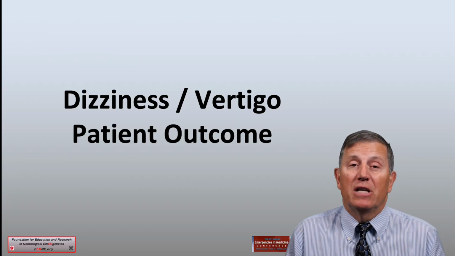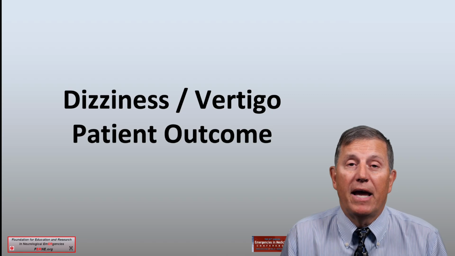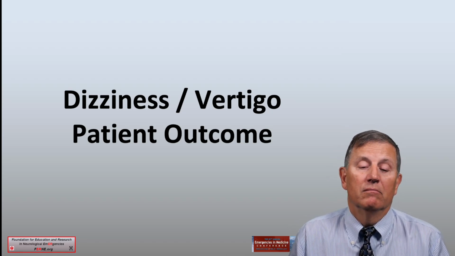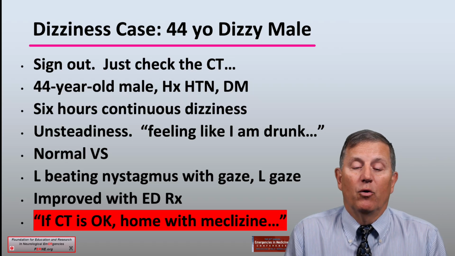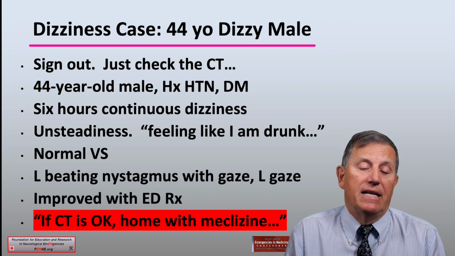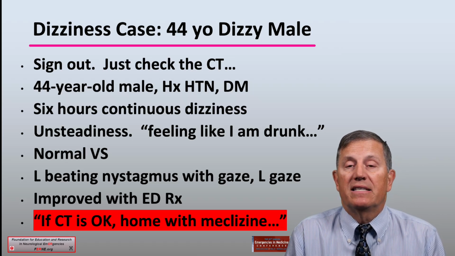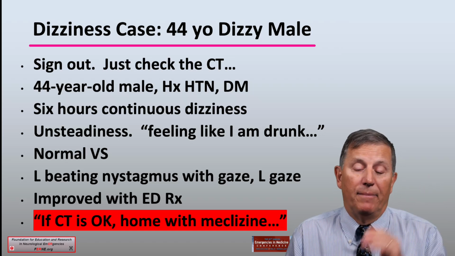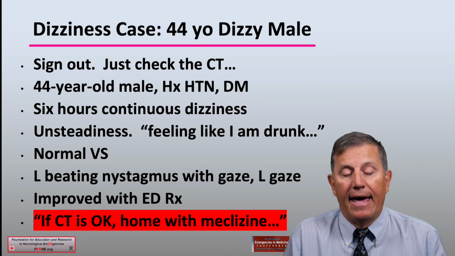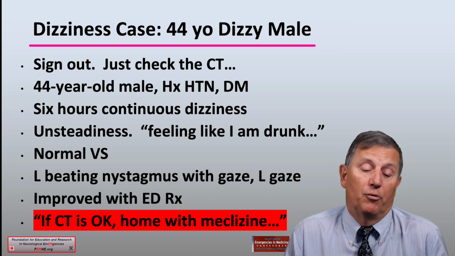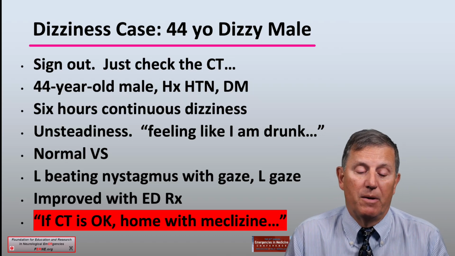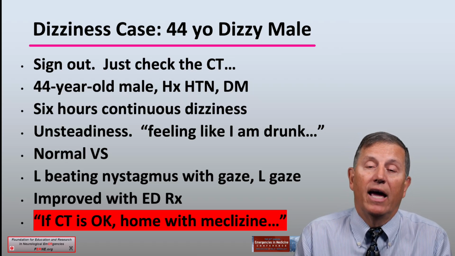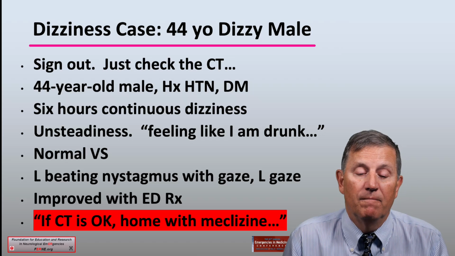What about the patient outcome in our third patient who presented with dizziness and vertigo? Remember, it's a 44-year-old male, hypertension, diabetes, 6 hours of continuous dizziness. He felt like he was drunk, normal vitals. He had left beating rapid nystagmus, and his symptoms were improved with emergency department treatment, and the suggestion was if the CT is okay, he can go home with meclizine.